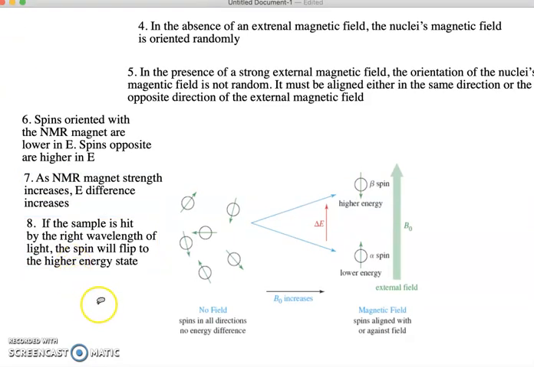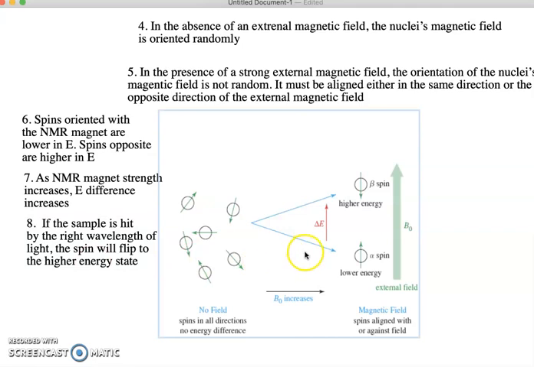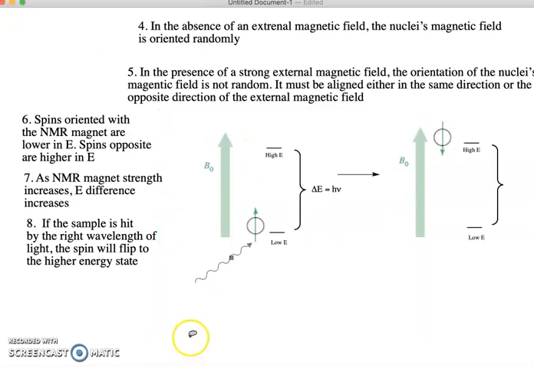The next thing to consider is that if we shine light on our sample, the lower energy spin will flip to the higher energy spin if we hit it with the right energy of light, the light that corresponds to this delta energy gap. And we can look at that in sort of another diagram. So we can see in this diagram, we have our nuclear spin in the low energy state. We shine light on it. If the light happens to be of the energy that corresponds to the gap between the low energy and the high energy state, the nucleus will absorb it. Its spin will flip over to the high energy state.